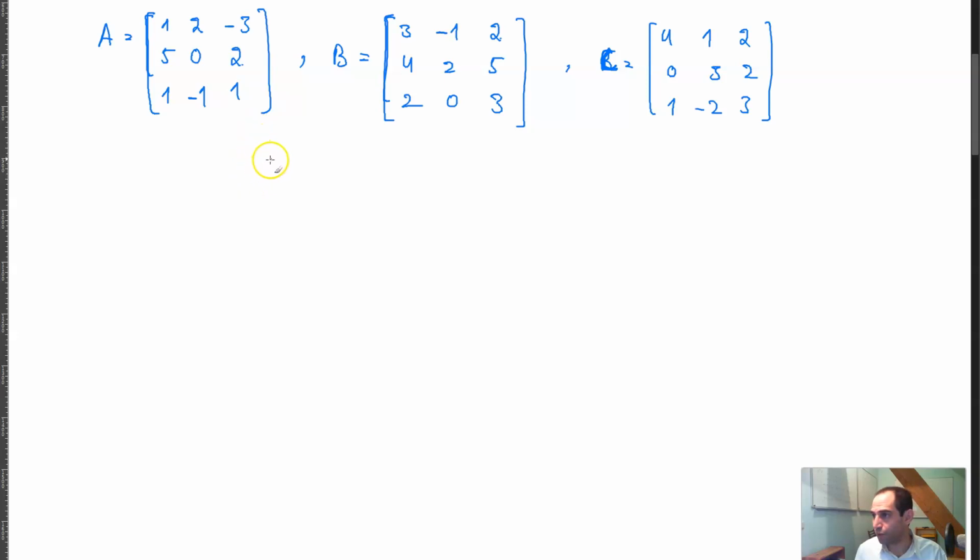And so you want to compute A plus B and B minus C. So A plus B is equal to basically these two matrices added together, meaning 1 plus 3 is equal to 4, 2 plus -1 is equal to 2 minus 1, which is equal to 1, -3 plus 2 is -1, 5 plus 4 is equal to 9, 0 plus 2 is equal to 2, 2 plus 5 is equal to 7, 1 plus 2 is equal to 3, -1 plus 0 is equal to -1, and 1 plus 3 is equal to 4.